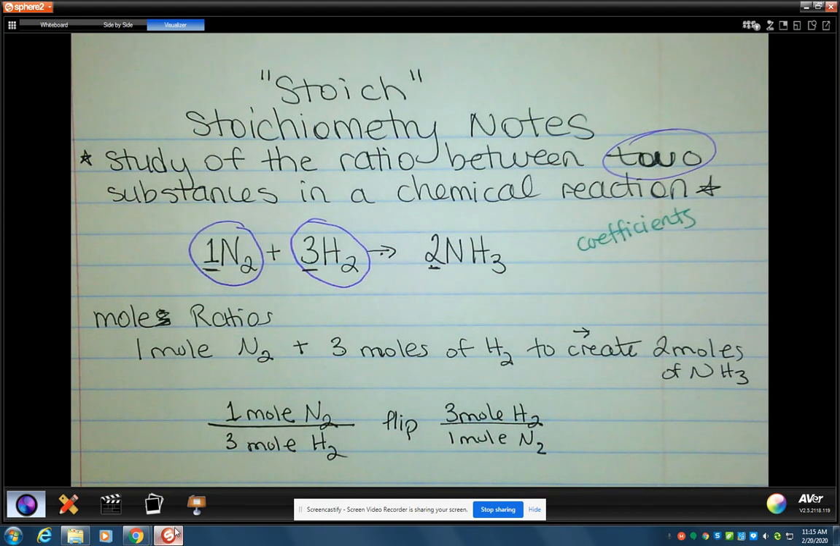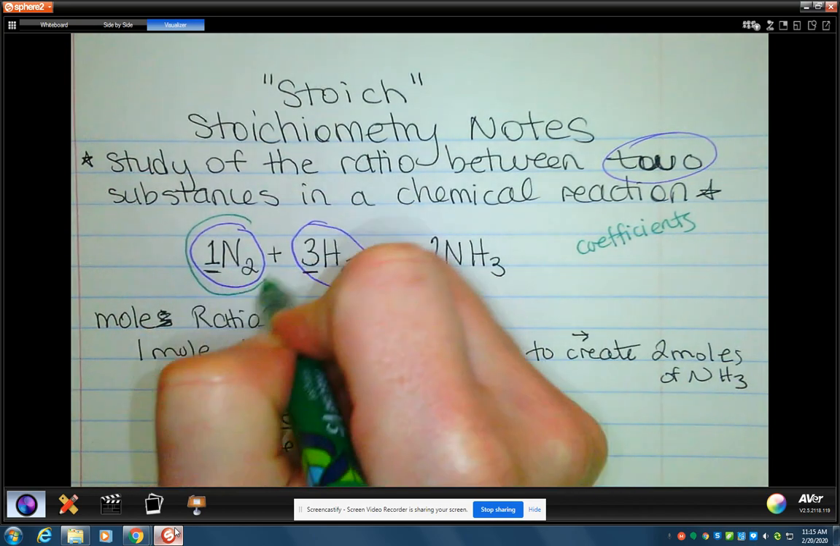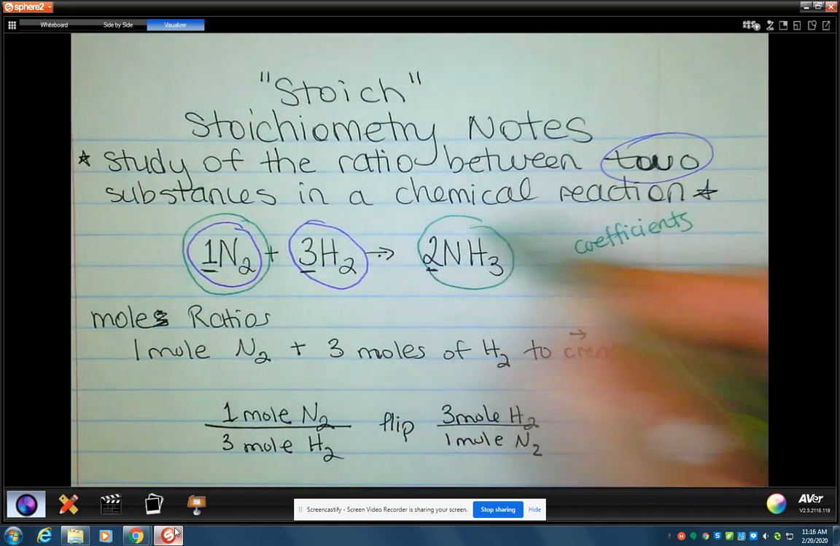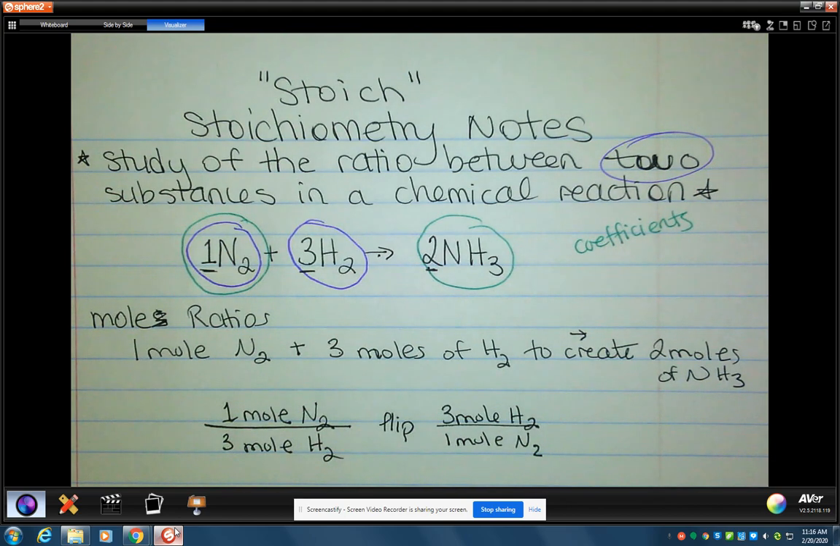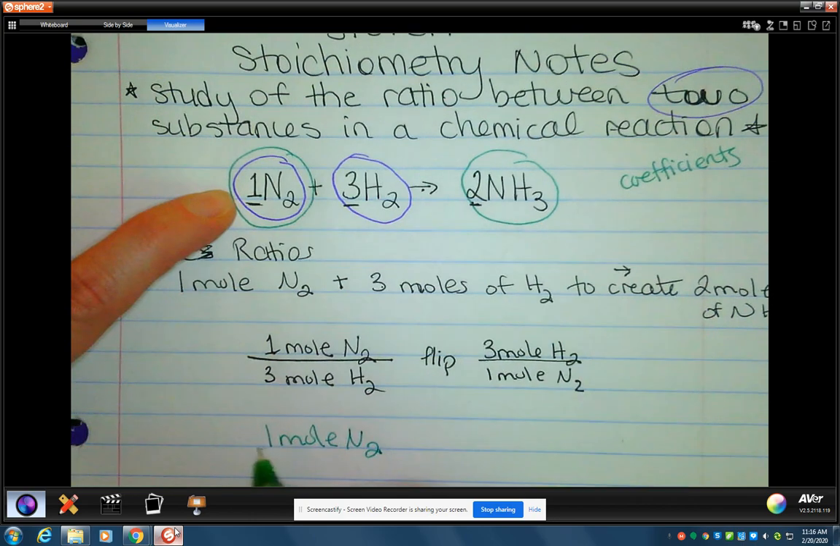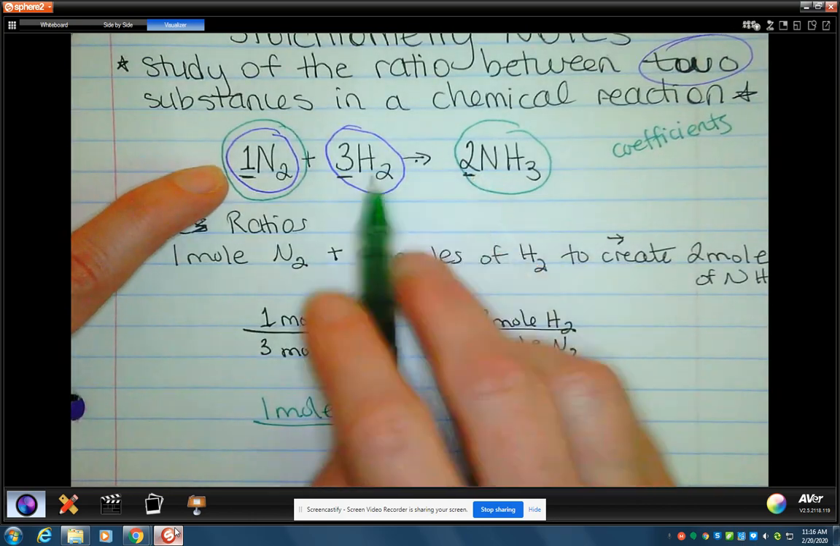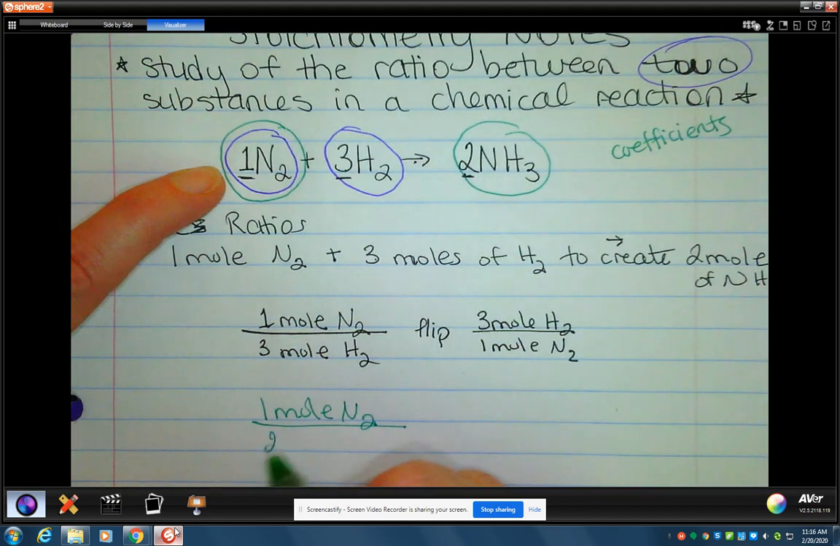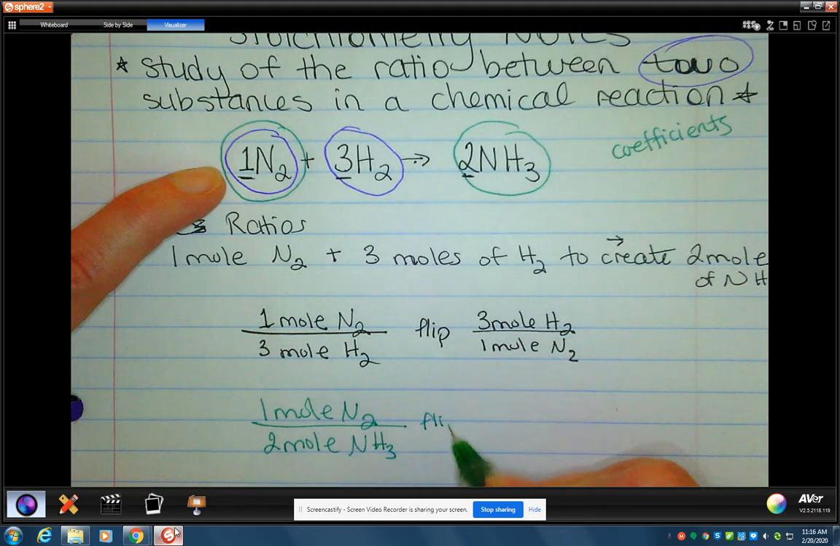Now I'm going to switch to green. And if I want to compare nitrogen to something else, like NH3, I can do that, and I can create my mole ratio. So for every 1 mole of N2, notice that I would get it this time because I'm producing it, I would get 2 moles of NH3. Again, I could flip that.